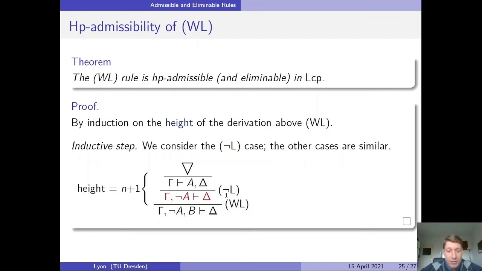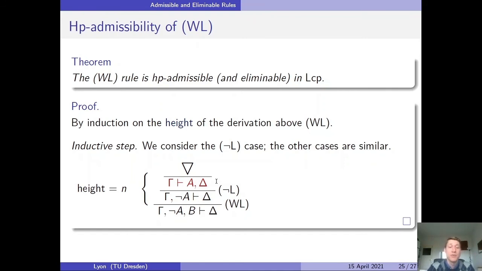Now, by assumption, we have a derivation, and this triangle up here is just representing that there's some derivation, which is ending with these 3 sequents, or 2 inferences. The height of the derivation, ending with this sequent highlighted in red, the conclusion of the negation left rule, is assumed to be of height n plus 1. And what this means is that the premise of negation left has a derivation which is of height n, because it's 1 higher up in the derivation.